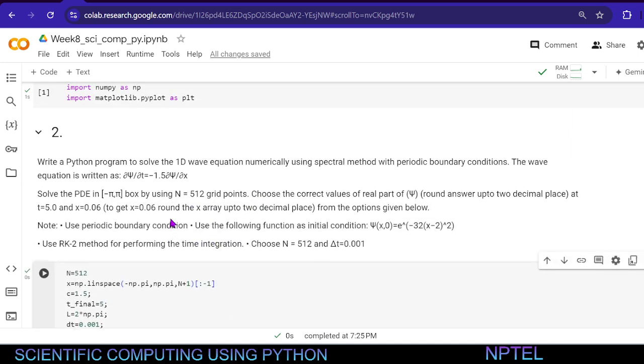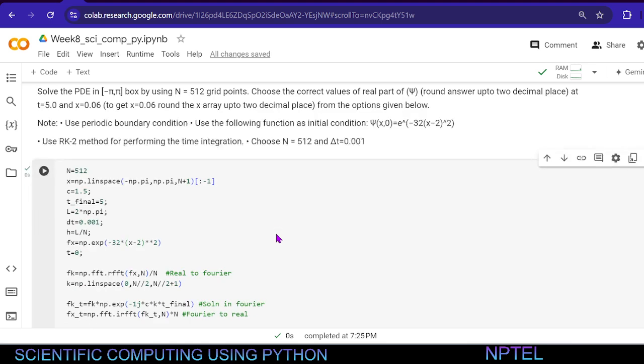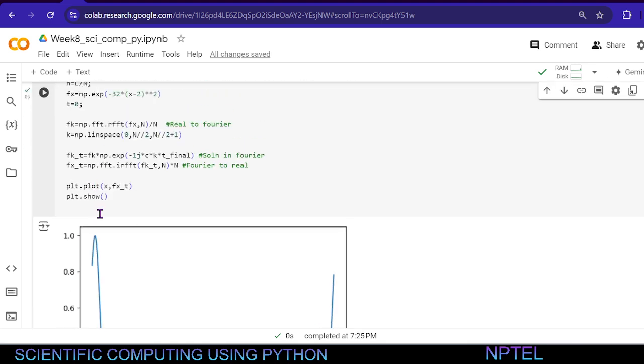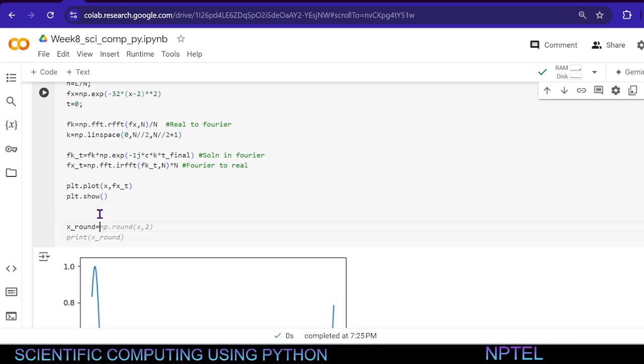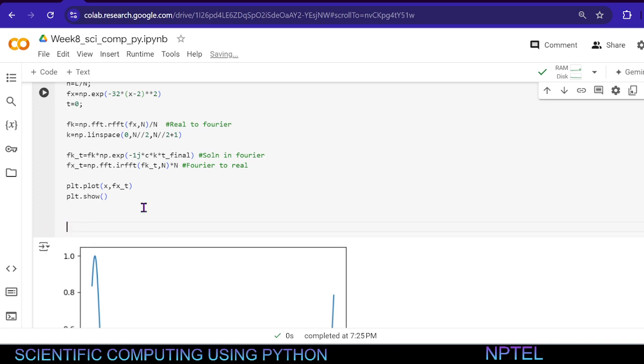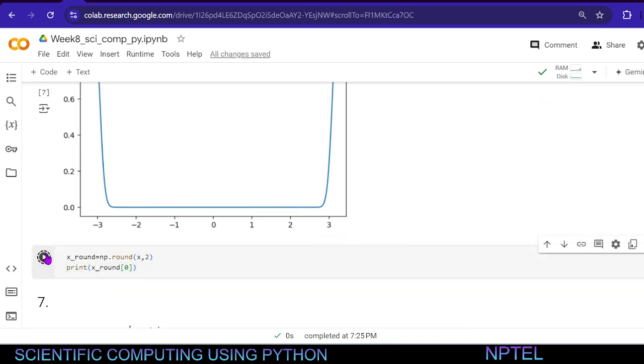But we were asked to find its value at 0.06, and to get x equal to 0.06, we need to round the x array up to 2 decimal places. So let's do it. First, let's round the array. x_round is np.round(x, 2). Let's do this in the next cell so that we don't have to run it again. Let's find x_round.